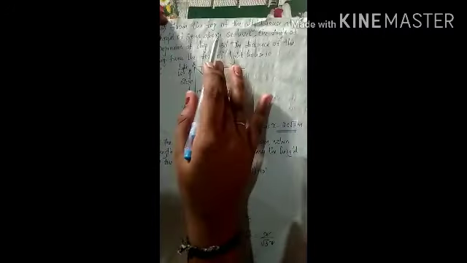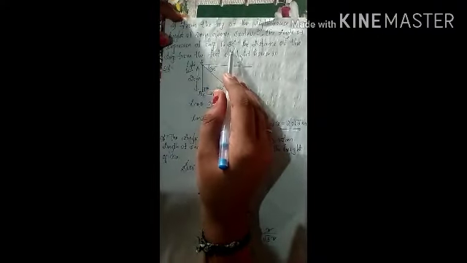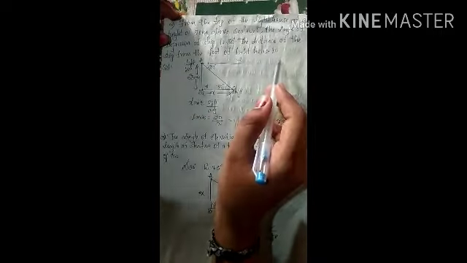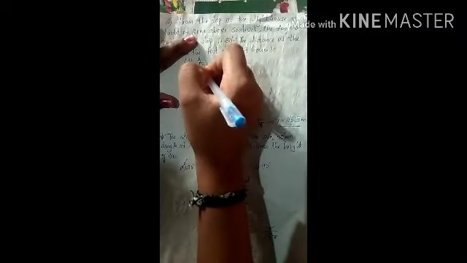Okay friends, our next sum, see here. From the top of the lighthouse at a height of 20 meters above sea level, the angle of depression of a ship is 30 degrees. The distance of the ship from the foot of the lighthouse is? Here they are saying, from the top of the lighthouse at a height of 20 meters. Means this is the lighthouse. We shall assume that this is our lighthouse.